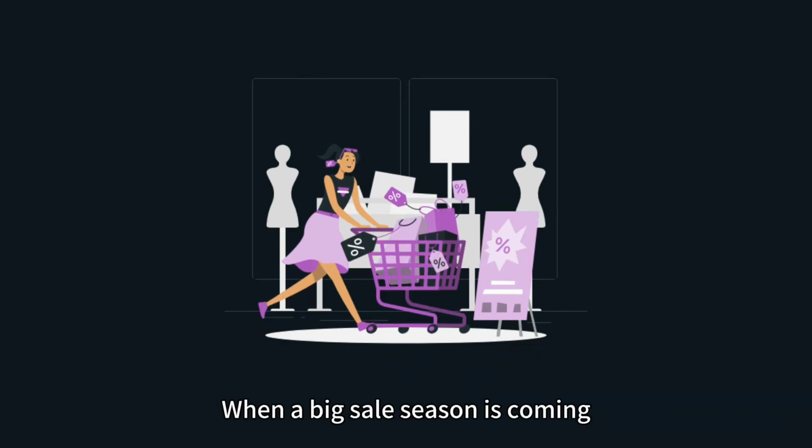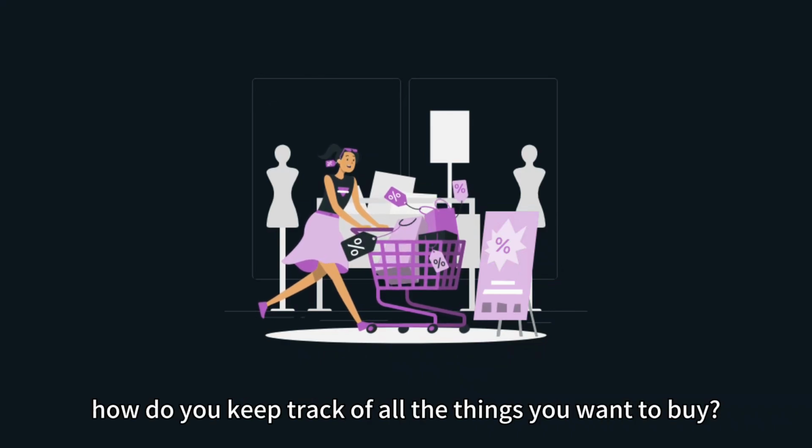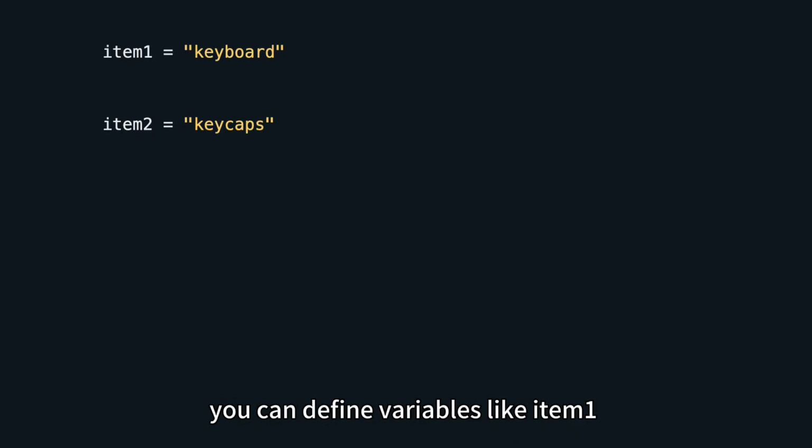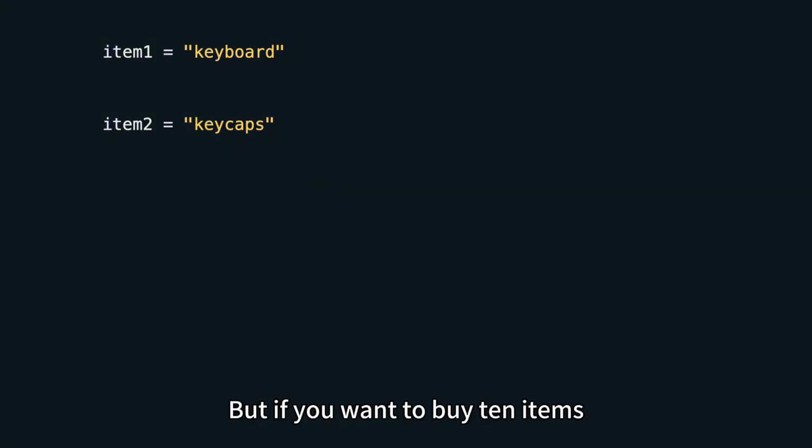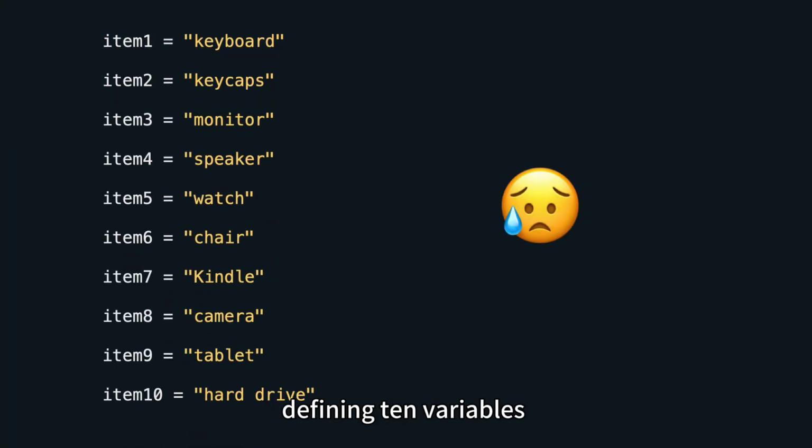When a big sale season is coming, how do you keep track of all the things you want to buy? If you only want to buy 2 items, you can define variables like item 1 and item 2 and assign them the items you want. But if you want to buy 10 items, defining 10 variables one by one quickly becomes annoying.